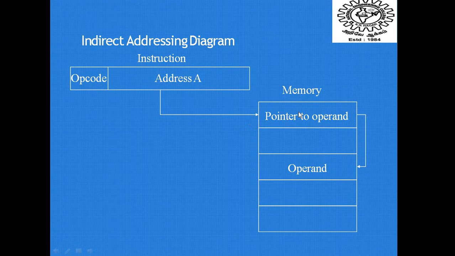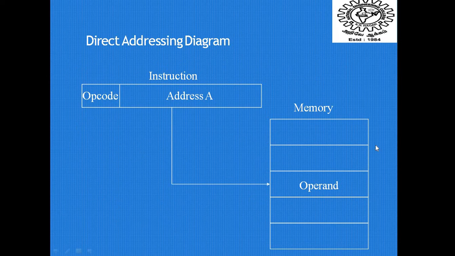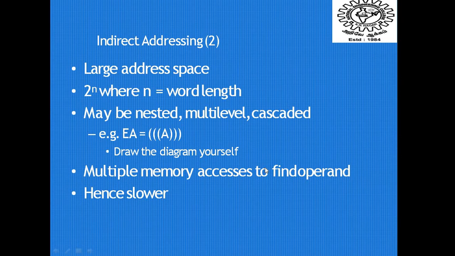Indirect addressing mode means it points to a pointer of the operand. The operand pointer will point to the operand. This is the difference between direct and indirect. So direct, it will be directly pointed. If you see the diagram, I will show one more time. See, the address is directly pointed to the operand. Indirect means the address points to a pointer of the operand, and it will point to the operand. This is the difference between the two of them.